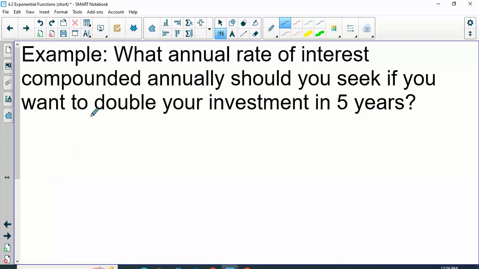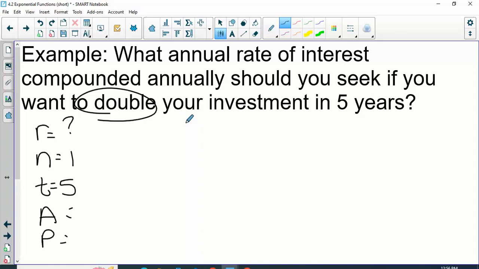What annual rate of interest should you seek if you want to double your investment in 5 years? So we are looking for the interest rate. Compounded annually, so N should be 1. So my time is 5. All right. Did I tell you the A and the P? No. All I know is we want to double it. What did you say? A is just 2P, right?